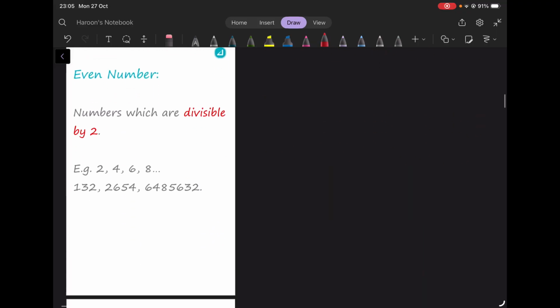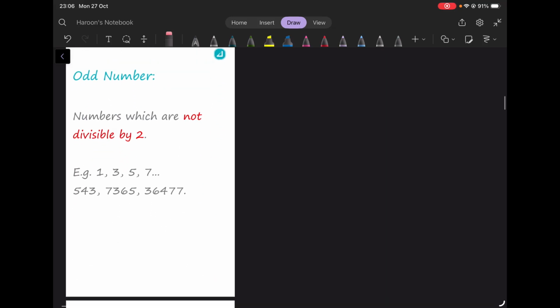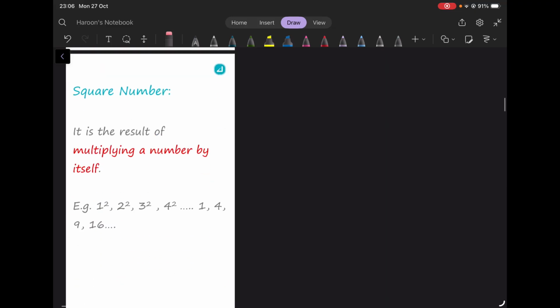Right? Now even numbers: any number that is fully divisible by 2 with no remainder would be known as an even number. So 2, 4, 6, 8, 132, and when the last digit is 2, 4, 6, 8 or 0, they would be even numbers. Now odd numbers are not fully divisible by 2, you get a remainder when you divide by 2. Any number that ends with 1, 3, 5, 7, 9 would be an odd number. You can see a few examples given over here.